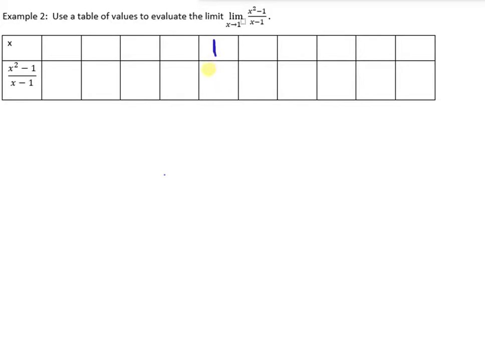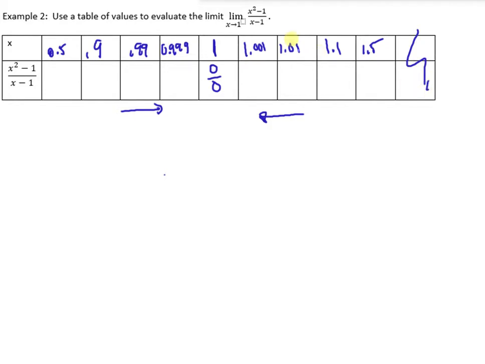If you think about it, 1 squared minus 1 over 1 minus 1 is 0 over 0. 0 over 0 is undefined, it doesn't exist. So we actually have to take a look at what approaches 1 from the left: 0.999, 0.99, 0.9, and then maybe 0.5. And what approaches 1 from the right: 1.001, 1.01, 1.1. Let's do 1.5.